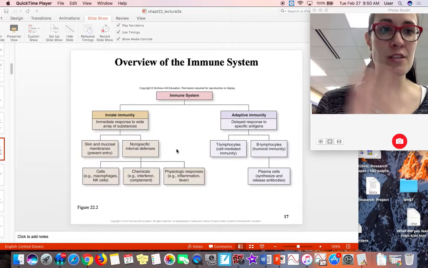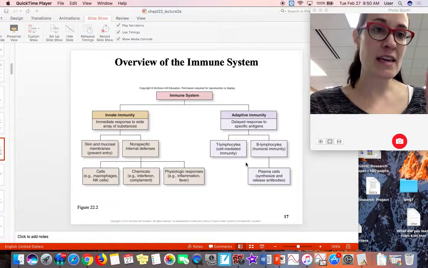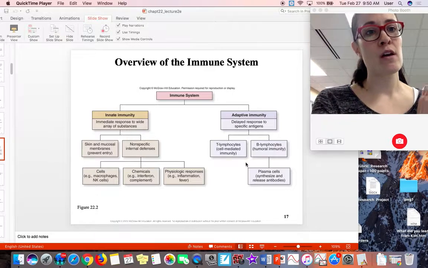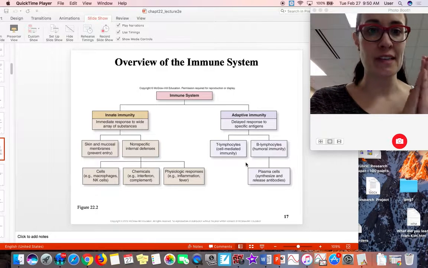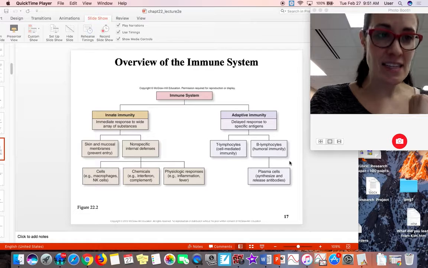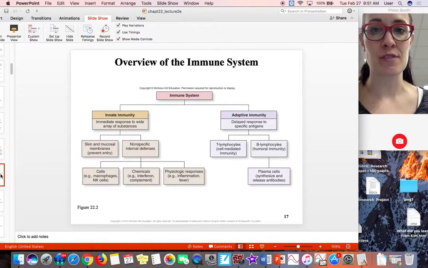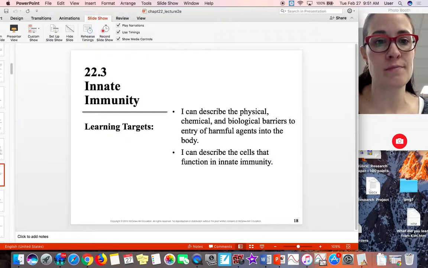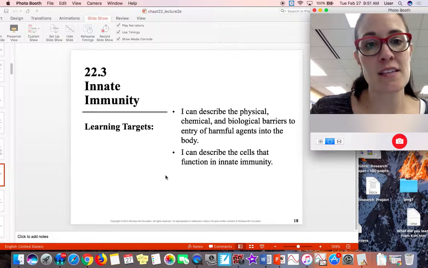fever that protect you. The adaptive, on the other side, you can see it, is specific. Specific cells that respond to a specific part of a foreign particle called an antigen. It includes the T cells, the B cells, and the antibodies that are produced. So this video is going to be about the innate immune system. So we're going to talk about the different physical barriers, chemical, biological barriers to letting things into the body.